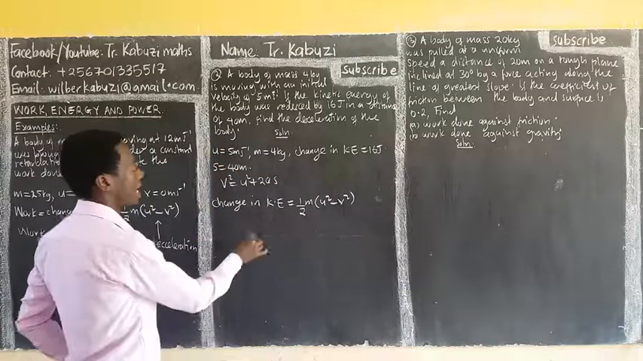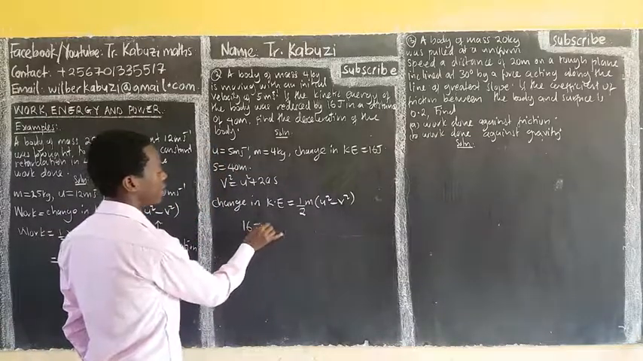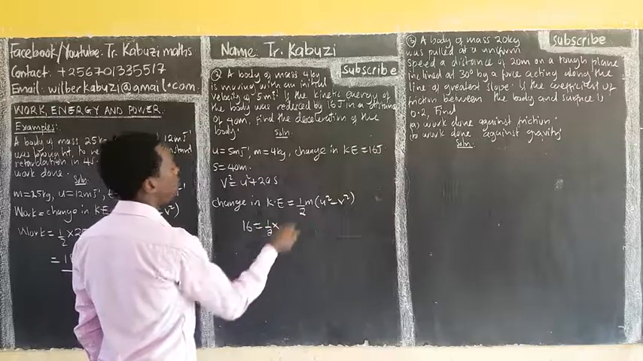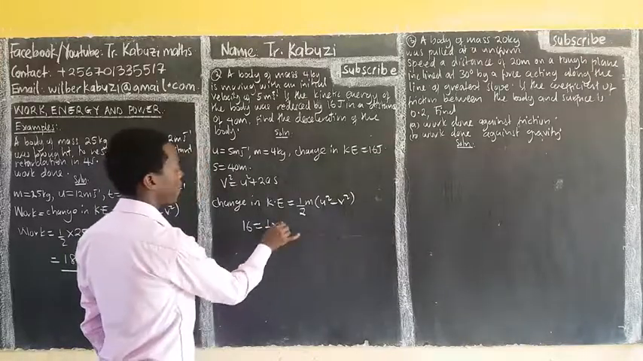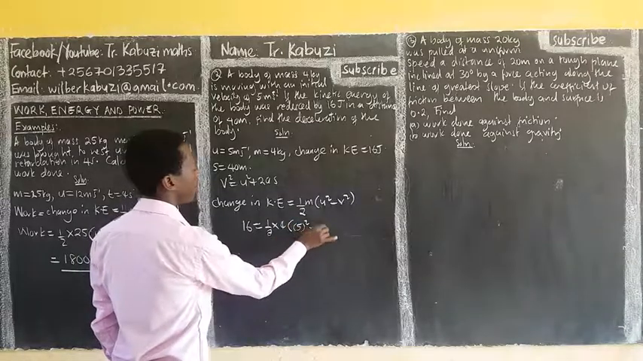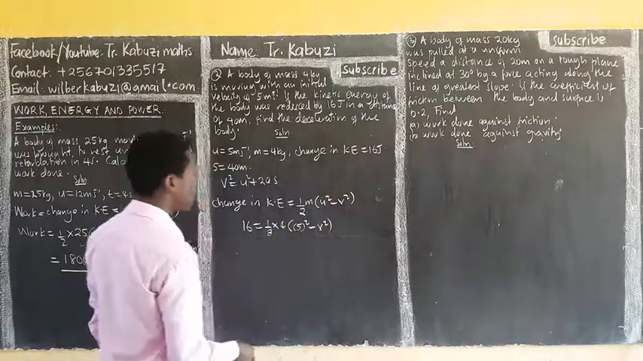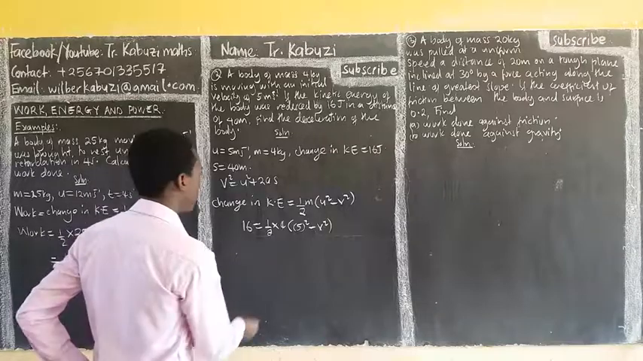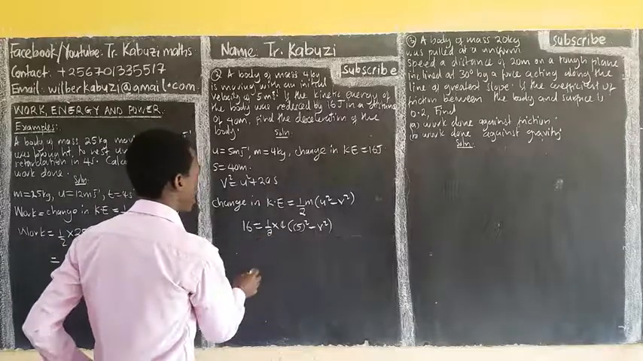So the change they are giving us, 16, is equal to a half times the mass, which is 4, into u, which is 5 squared, minus v squared. So you see, by these two, I have 8.